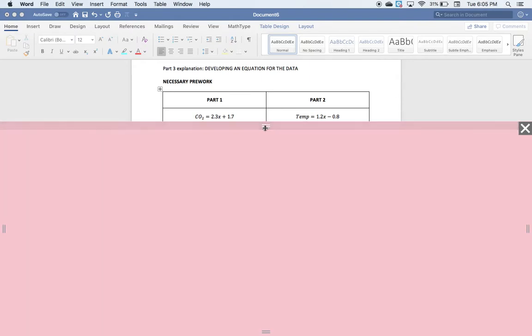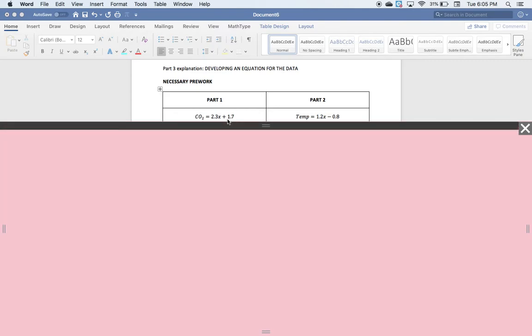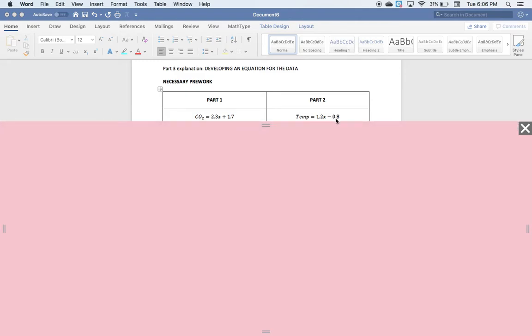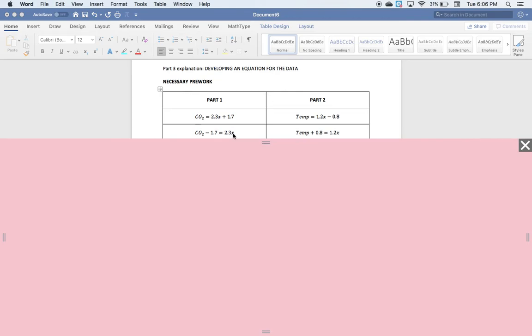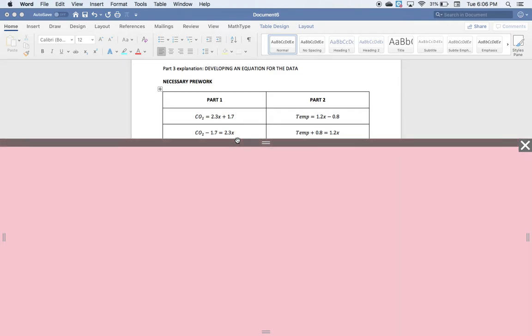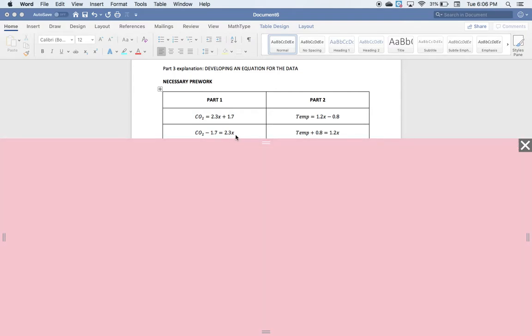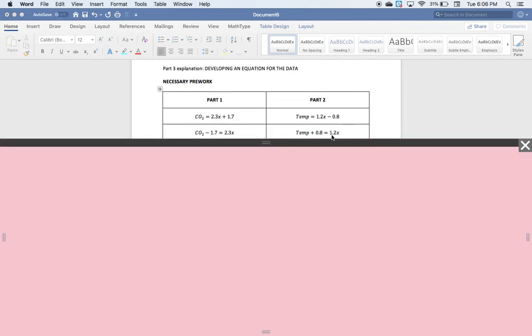Remember, we have to use the reverse order of operations when we're solving linear equations. So first, for part one, I'm going to subtract 1.7 from both sides. For part two, I'm going to add 0.8 to both sides. And you'll see the next line is exactly that. We have CO2 minus 1.7 equals 2.3x. We have temperature plus 0.8 equals 1.2x. In order to get x by itself, we must divide by 2.3 here, and on part two, we need to divide by 1.2.